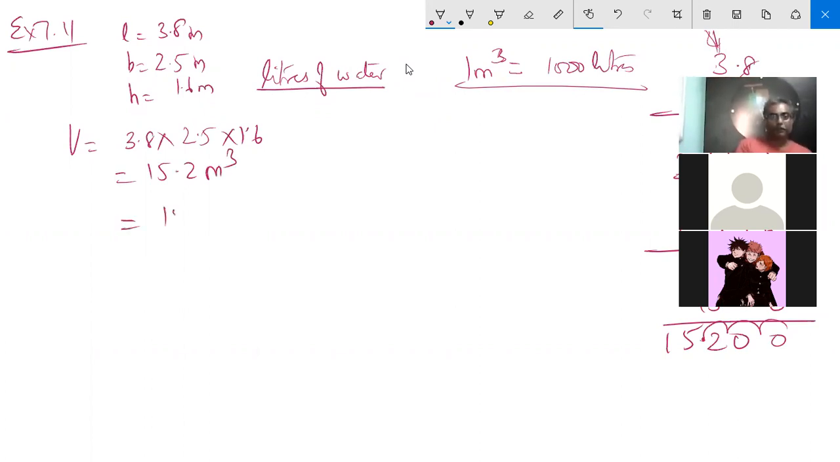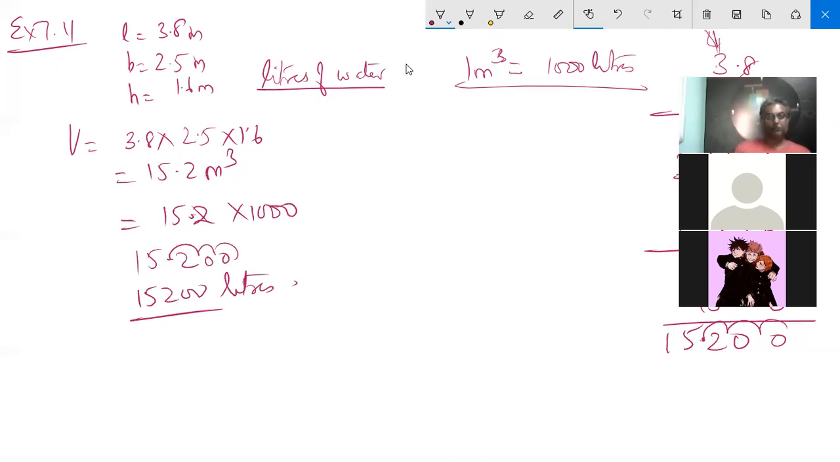Now I told you in order to get liters, you have to multiply by 1000. 15.2 times 1000 is equal to 15,200 liters. All right, that's all.